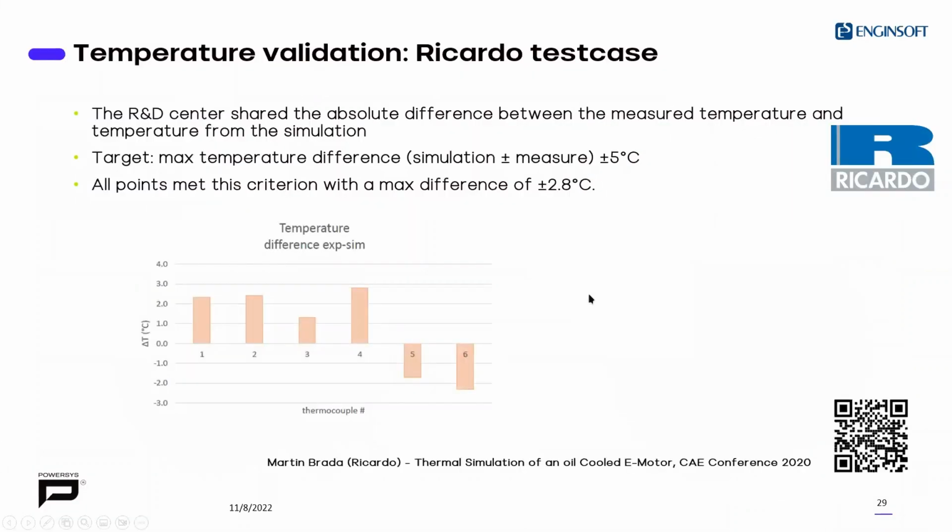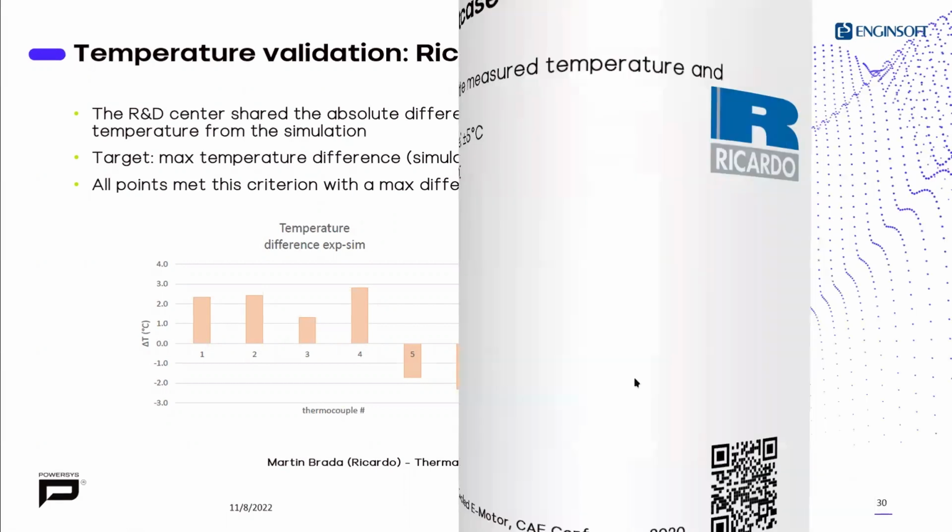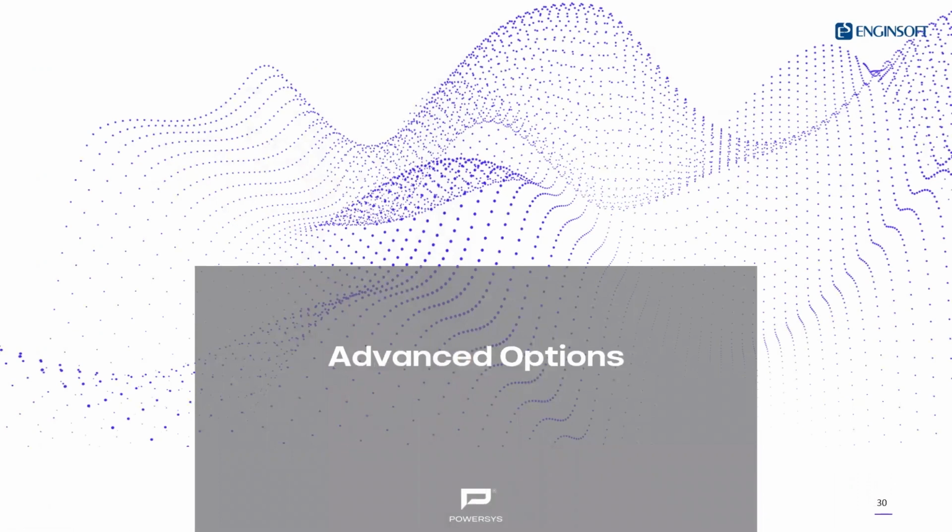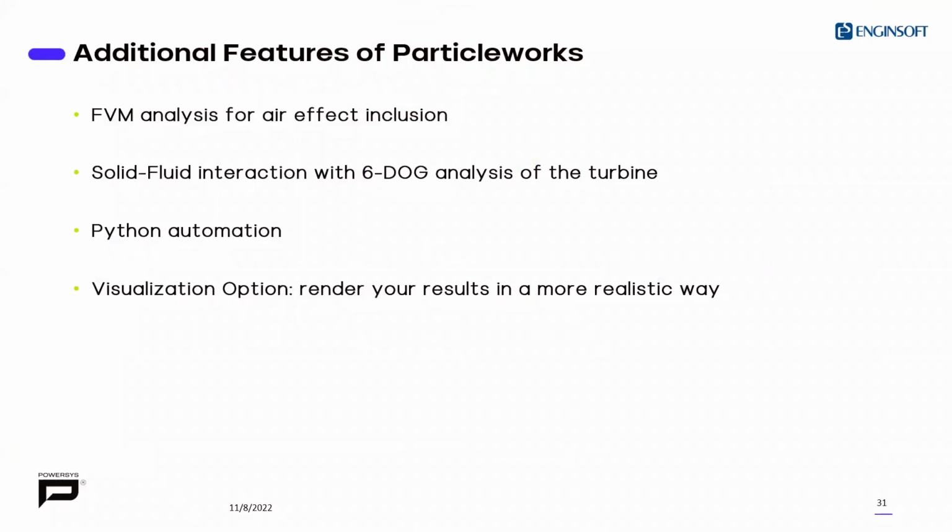Yeah. So at the end, Ricardo was very happy because the target was achieved. They compared the Particleworks result and the measurement result, and saw that the max difference was around 5 degrees. So they were very happy with this project. If you want to follow the paper, you can scan this QR code to access the paper about this project. Okay. So regarding the advantages of Particleworks features, I will try to present some advantages.